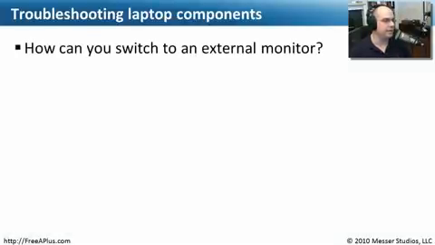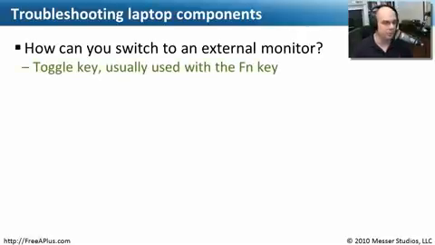Our first question is, how can you switch to an external monitor if you're using a laptop? You now maybe want to troubleshoot your LCD display. You've plugged in a monitor, but you still got a black screen on the monitor. So how can you force the video signal to go to that external monitor? There's probably a toggle key, usually a function key in conjunction with another key that specifies a monitor or says LCD, CRT, or maybe has a picture of a monitor on it, that will take your video signal and force it out that external port.